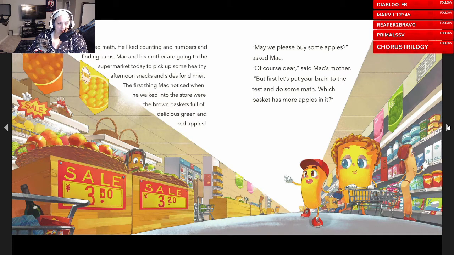Mac loved math. He liked counting and numbers and finding sums. Mac and his mother are going to the supermarket today to pick up some healthy afternoon snacks and sides for dinner. The first thing Mac noticed when he walked into the store were brown baskets full of delicious green and red apples. May we please buy some apples? Asked Mac. Of course, dear, said Mac's mother. But first, let's put your brain to the test and do some math. Which basket has more apples in it?